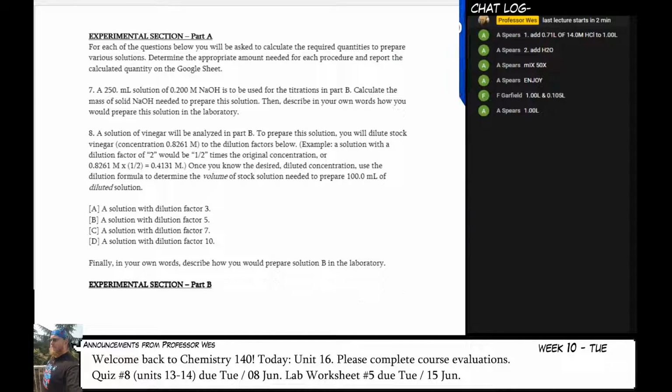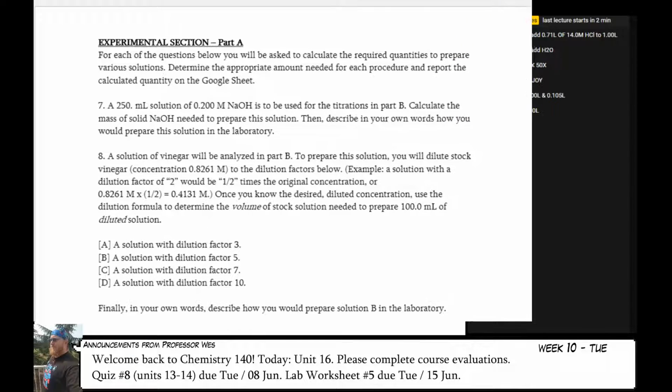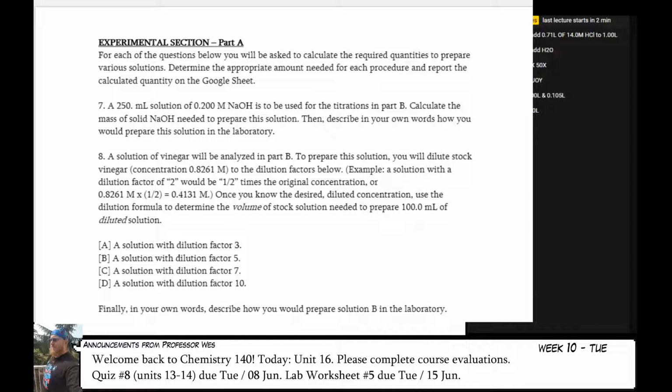For part A, you're going to be making a solution out of solid sodium hydroxide. So for number 7, you need to figure out how to prepare a 0.2 molar sodium hydroxide solution with solid NaOH and 250 milliliters. We did that in Monday's lecture, so you can review the lecture slides on how to do that. Use the molarity and the volume to figure out moles, and then figure out grams of solid sodium hydroxide using the molar mass, and then describe in words how to prepare the solution. You'll type the answer in.